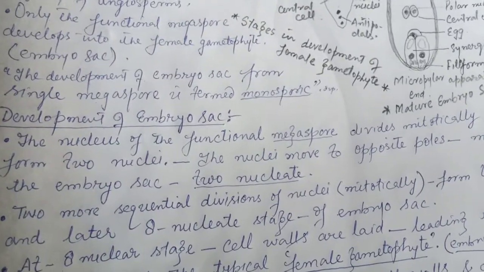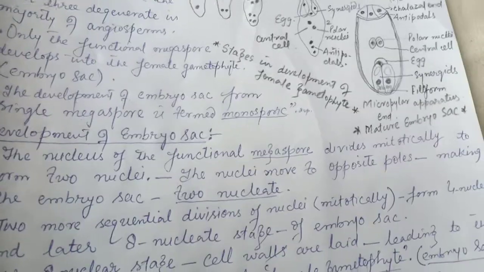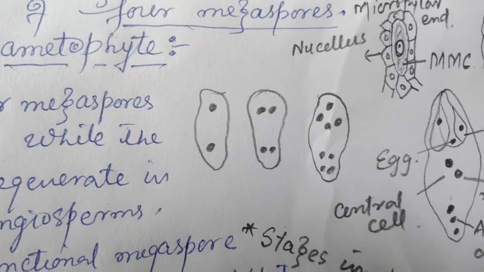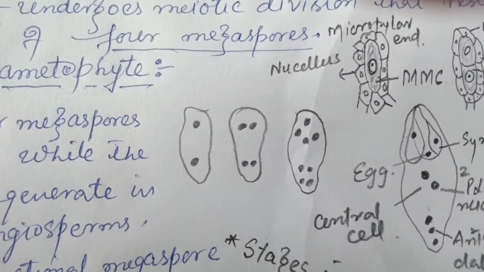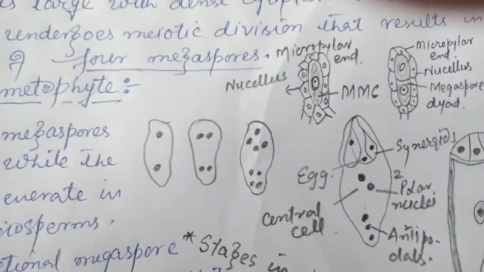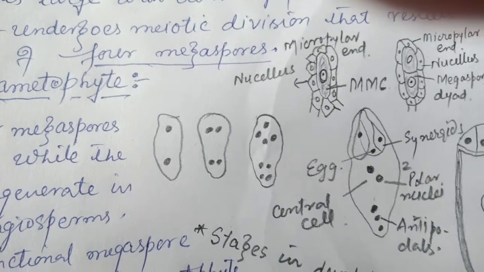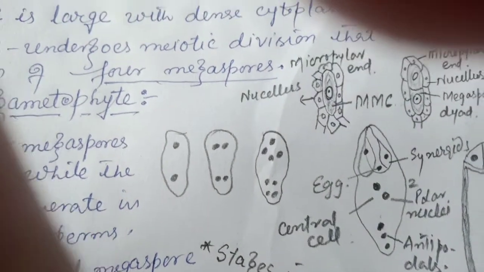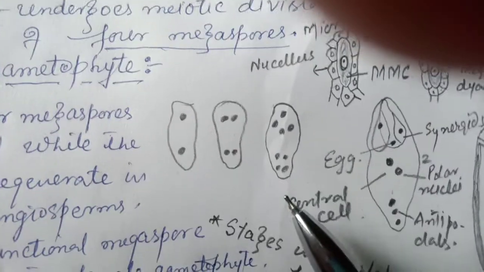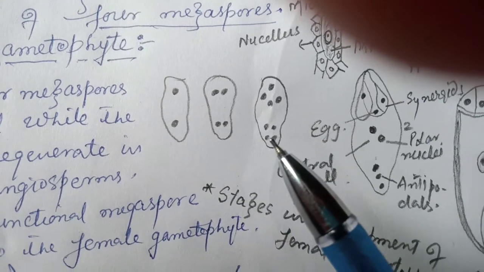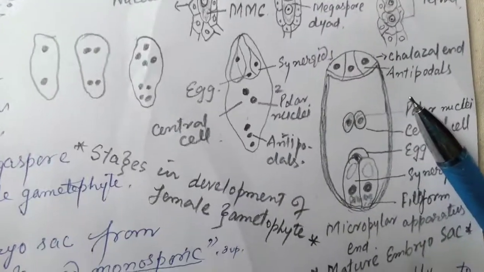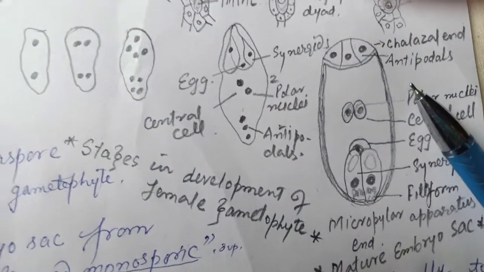Now, the development of the embryo sac. The nucleus of the functional megaspore divides mitotically to form 2 nuclei, as you can visualize here, followed by subsequent mitotic divisions. You must remember that the nucleus divides only mitotically during the formation of the embryo sac from the megaspore. First, the nucleus divides into 2, the diad stage, and then into 4, followed by another division resulting in the formation of 8 nuclei, and finally it is laid into the mature embryo sac like this, which I am going to explain now.